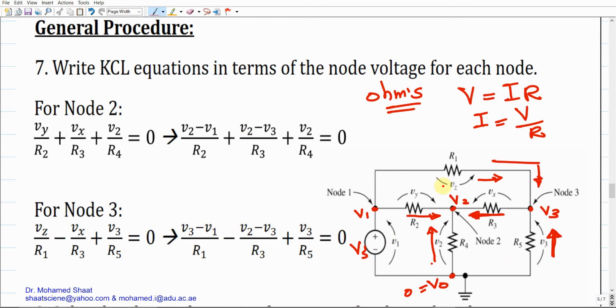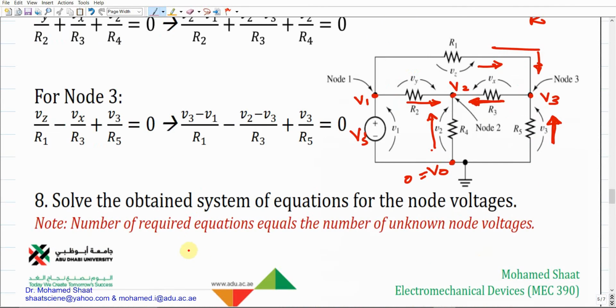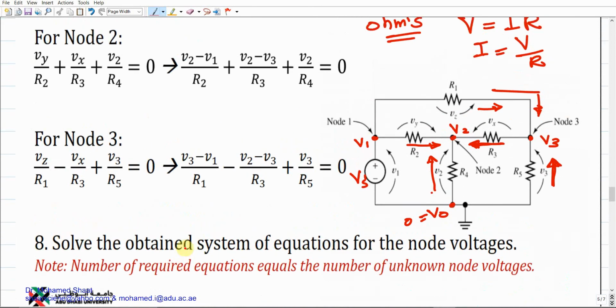So you're just gonna end up with just 2 unknowns, which are the V2 and V3. That's why you have 2 equations. If you solve these 2 equations, this is step 8. Step 8 is just to solve the equations that you got for the node voltages, just to find the node voltages V2 and V3.